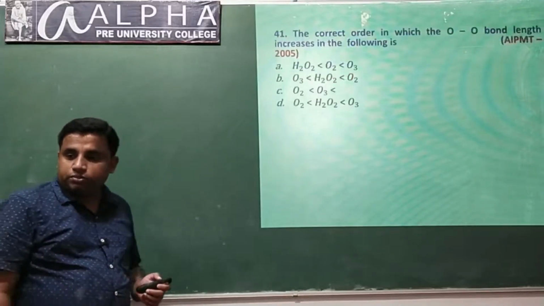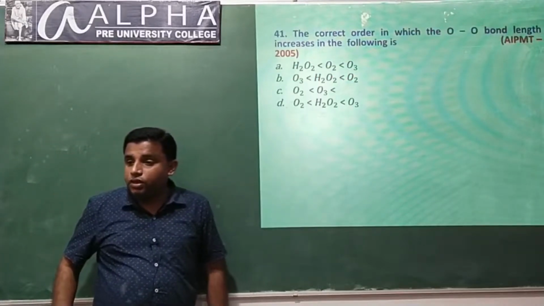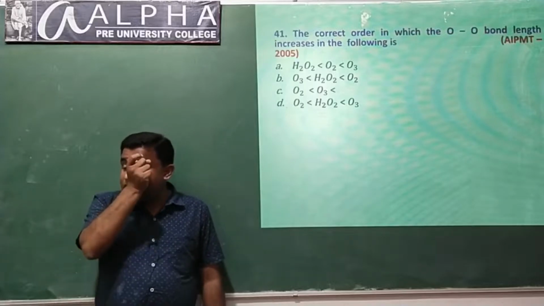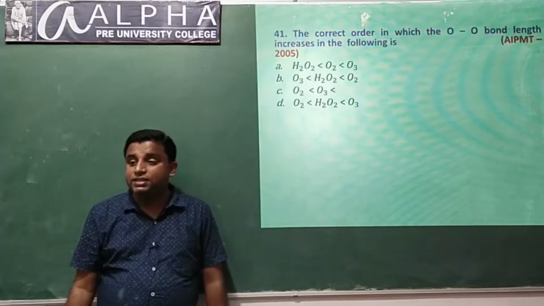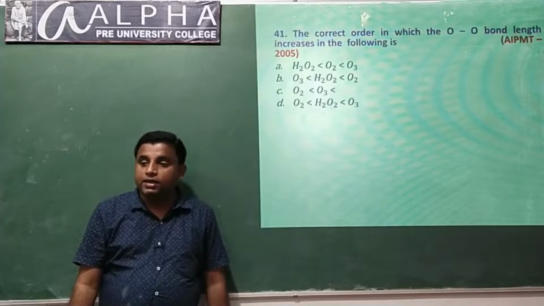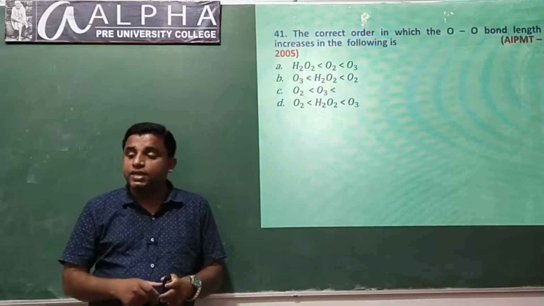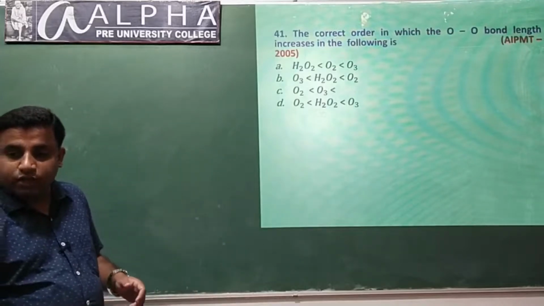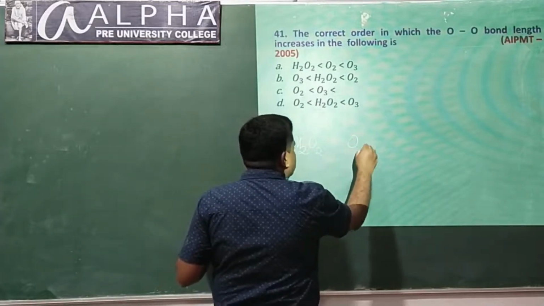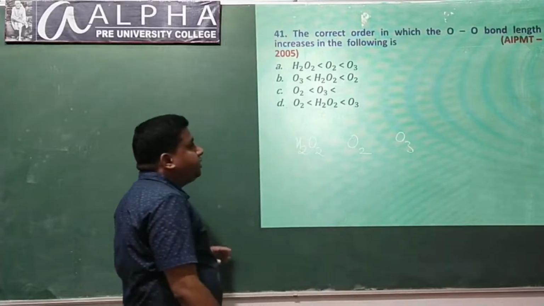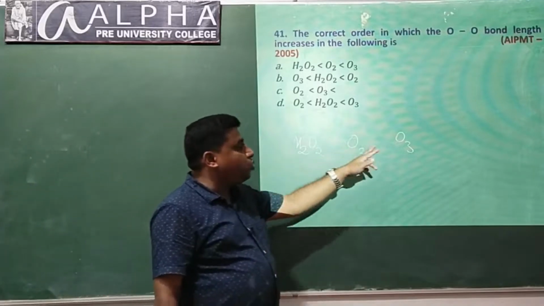Next question. The correct order in which the O-O bond length increases in the following. You should calculate the correct order in which the oxygen-oxygen bond length increases in the following. They have given three molecules: hydrogen peroxide, O2 and O3. This is All India Pre-Medical Test 2005. We have hydrogen peroxide, O2 and ozone.